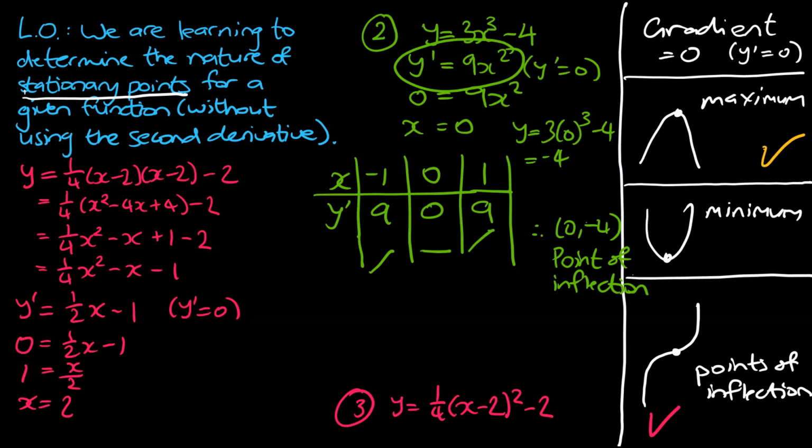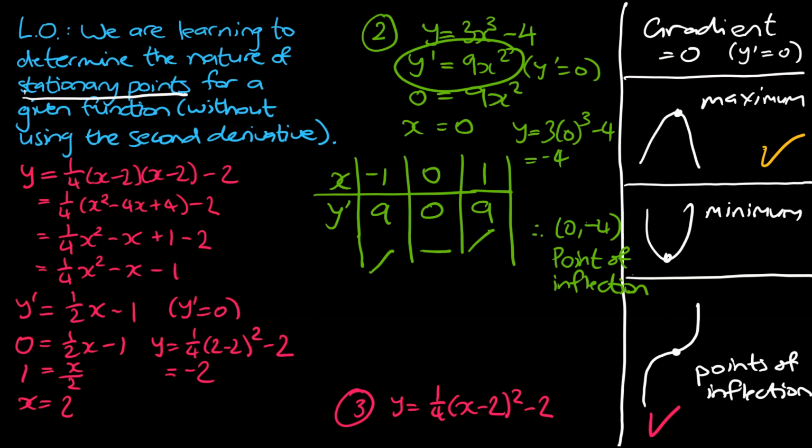Let's find the corresponding y value. So let's put that x value back into the original equation. So y is equal to (2 minus 2) squared, and then minus 2. So 2 minus 2 is 0. 0 squared is 0. 0 times -4, still 0. That's going to become -2. So that means our turning point is at (2, -2).